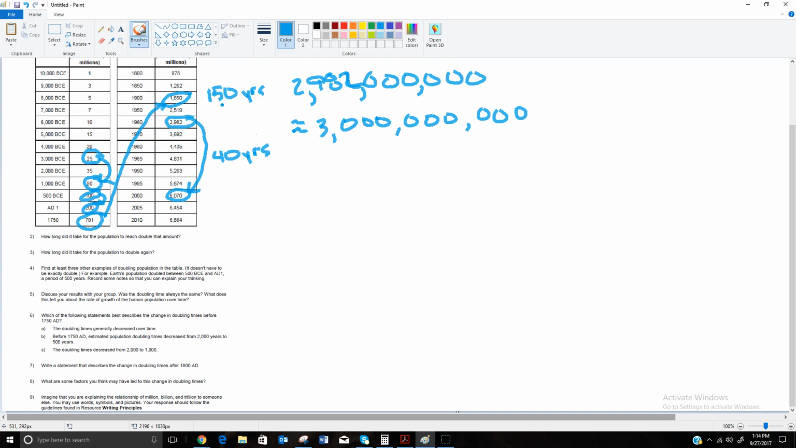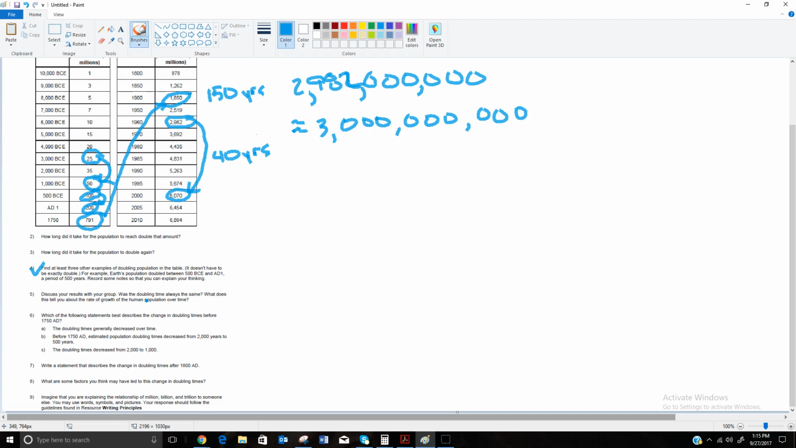So the biggest thing here is it didn't take a consistent amount of time to double. It got quicker and quicker as the years went by to get a doubling amount. You know, up here it was taking 2,000 years, and then 500 years, then 150 years, and then in this area it only took 40 years. So we've completed 4 here. It says now discuss your results with your group. Was the doubling time always the same? The answer is no. It got shorter and shorter as we went along.